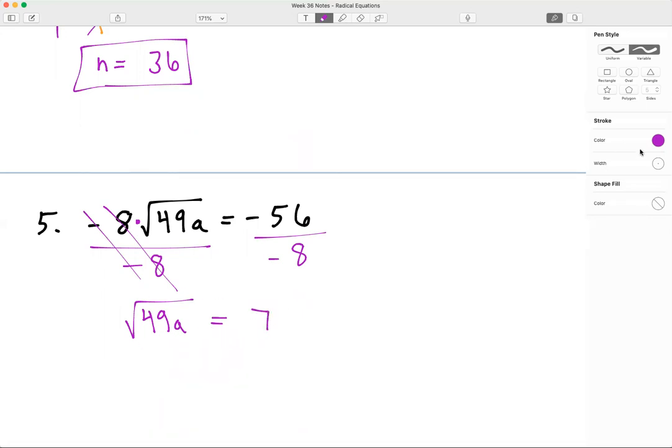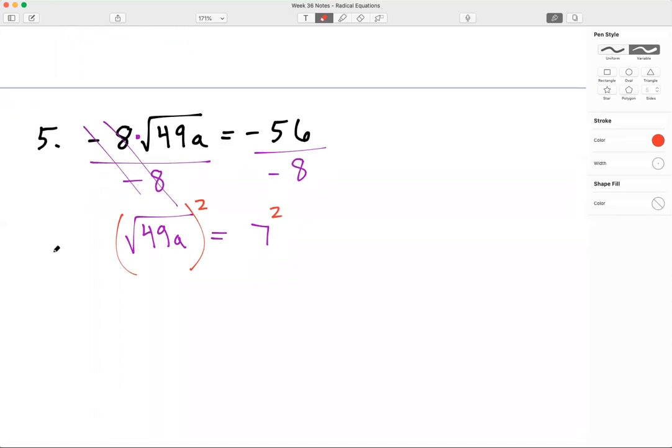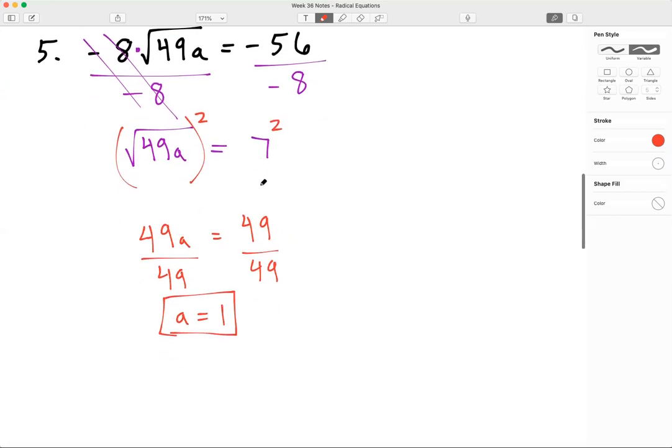Now, how do we get rid of the radical, the square root? Like we did before, we square both sides. We square this, that gets rid of the radical, but then we got to square the other side too, because it's an equation. Equal stuff on both sides. 49a now equals what? 7 squared. That's 49. So then we got to just get rid of the 49, divide both sides by it. And then a equals 1. We're done with that one. Radical equations.